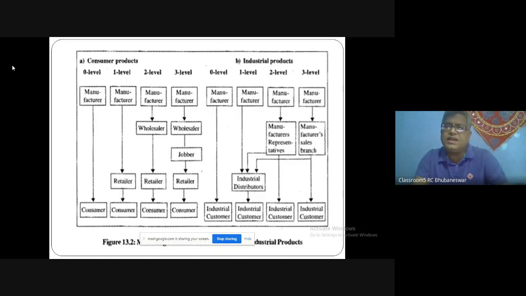But if you look at industrial goods, the same situation arises, but something is different. Some manufacturing representative is there, or an industrial distributor is there, through which the products can reach the doorstep of the customer.